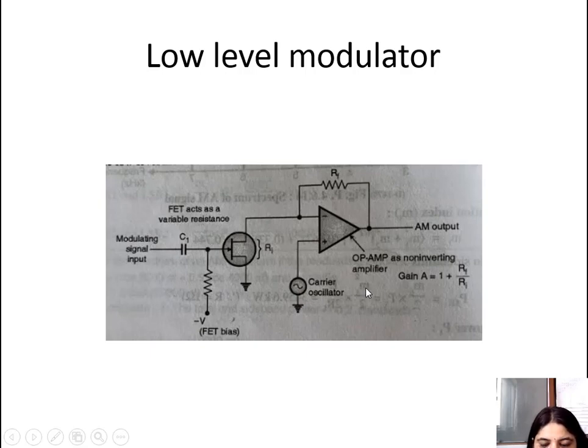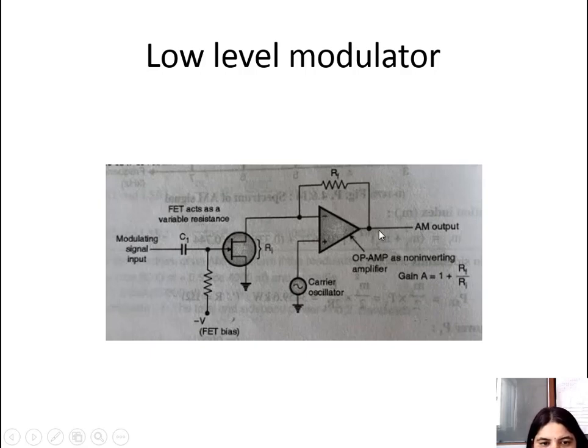Now the gain will increase as the Ri value decreases. The Ri value decreases, that depends on what? That depends on the modulating signal input. So Ri decreases, gain increases, when the modulating signal is positive. When the modulating signal is negative, the value of this resistance is more, so hence it provides less amplification, and this way we can produce the output at the output end.